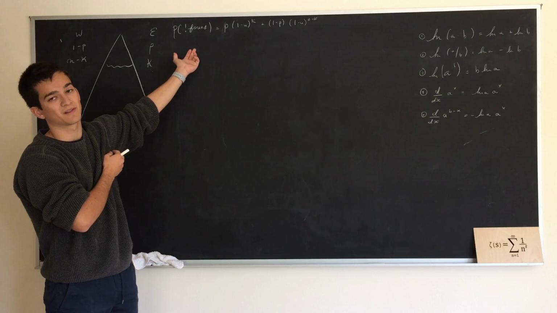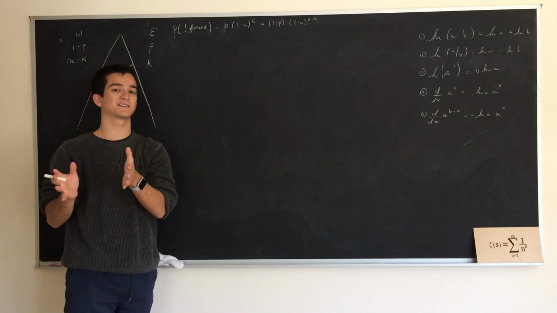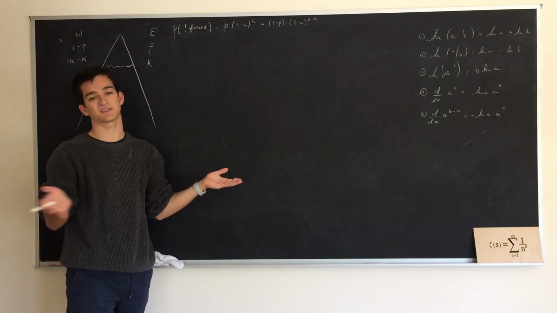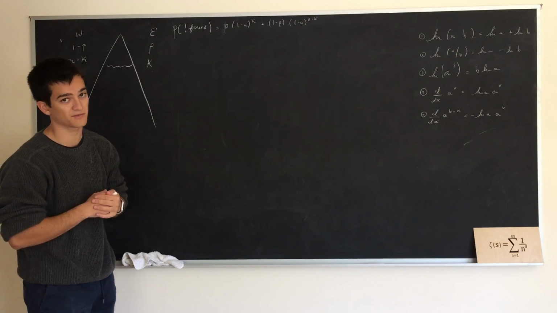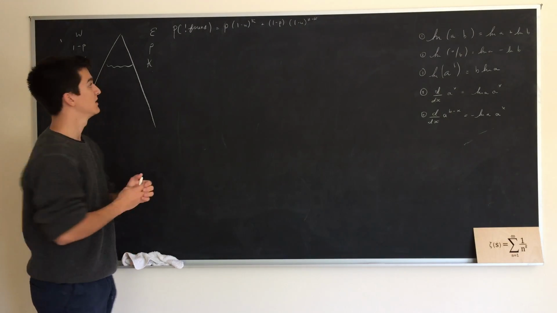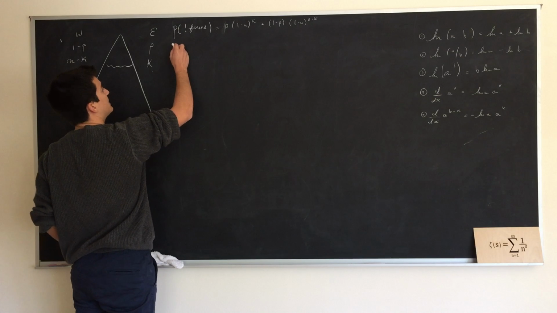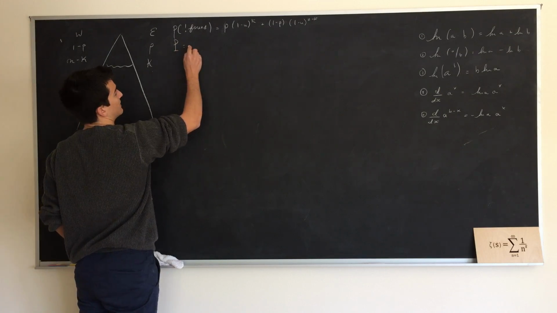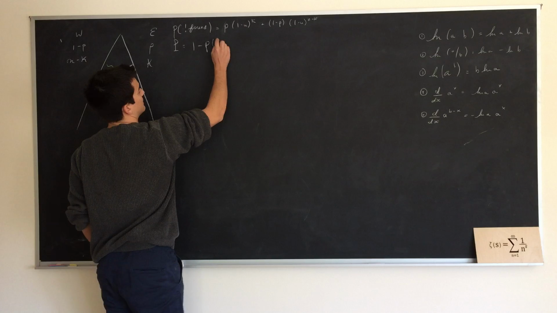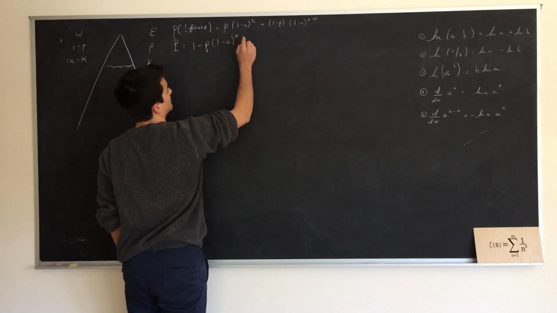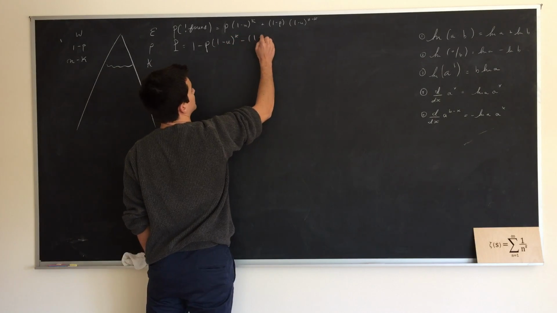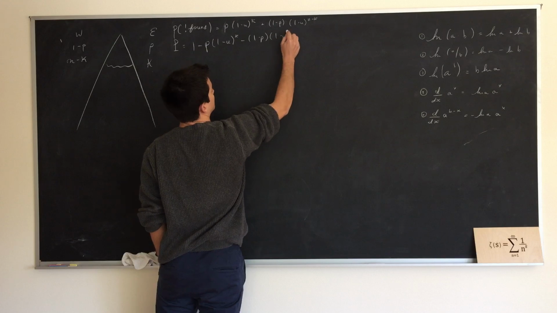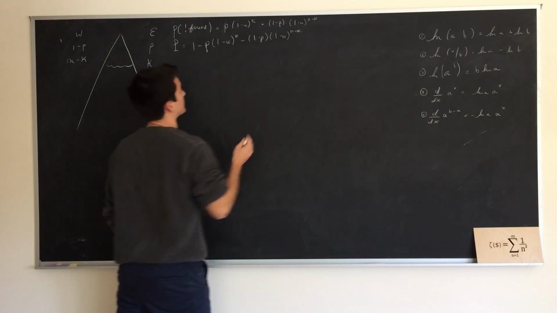Because once you have the probability that the kid is not found, you can find the probability that he is found by just saying 1 minus the probability that he's not found is the probability that he is found. So let's call that capital P, probability that he's found, and that's 1 minus P times (1 minus U) to the K, minus (1 minus P) times (1 minus U) to the N minus K.